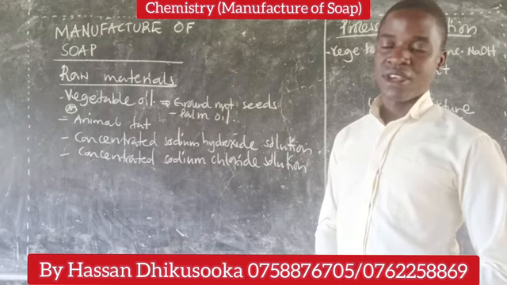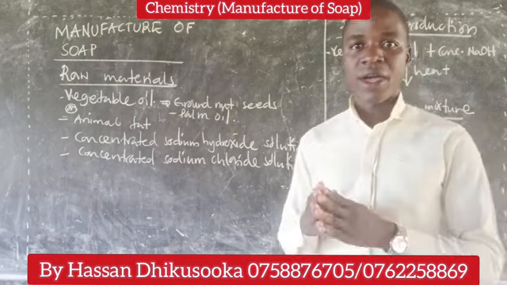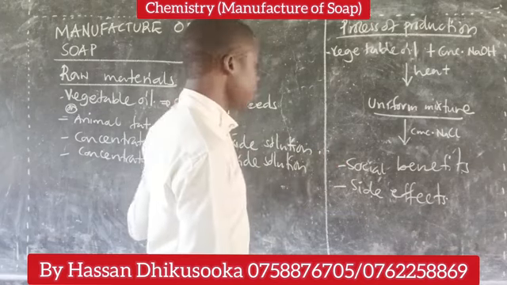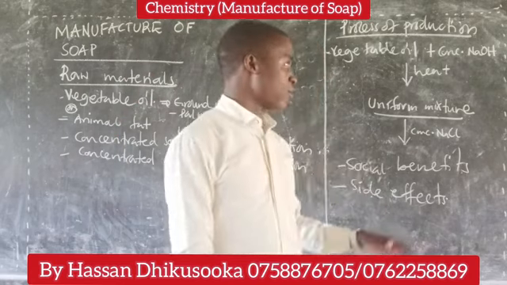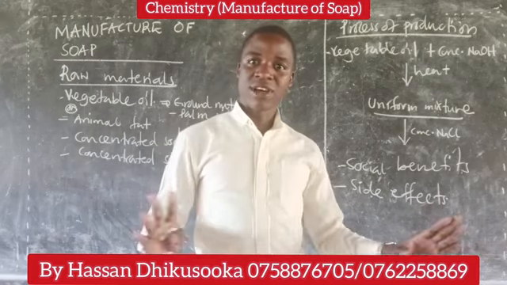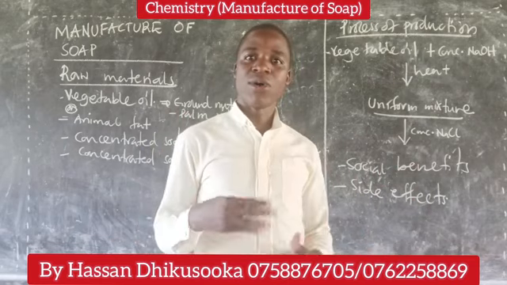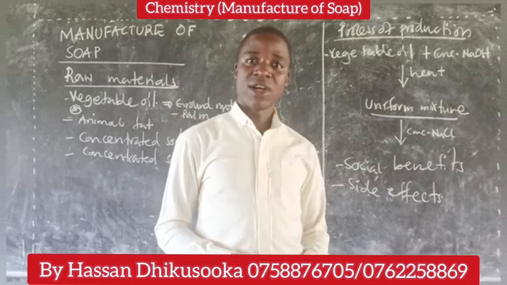However, you can also talk about other things depending on what you have looked at as a point to talk about. So for that matter, here we have talked about the process that involves manufacture of soap. We explained raw materials, process of production, side effects, and social benefits. Those are some of the major concepts we need to know about the manufacture of soap or all industrial processes as we have talked about it.